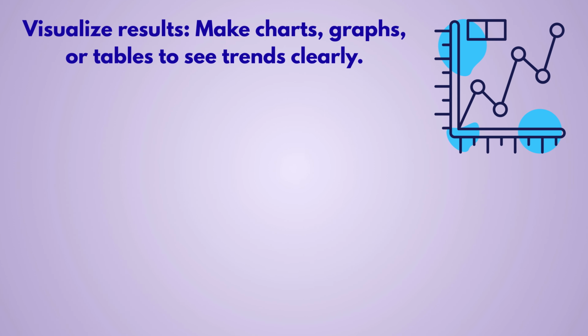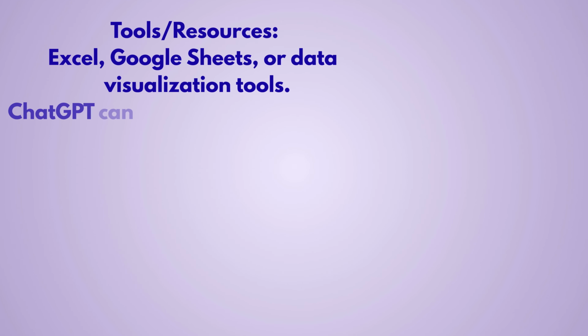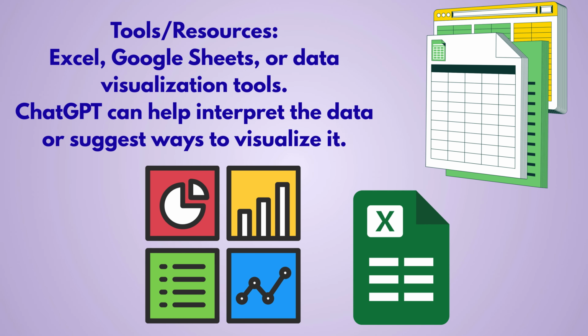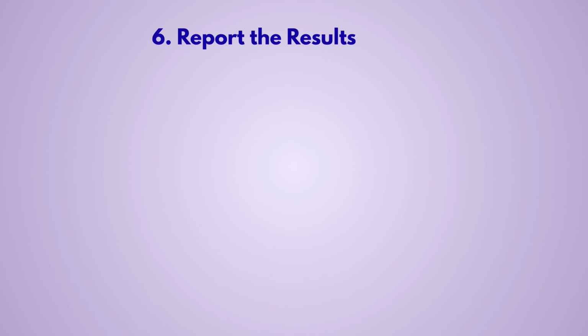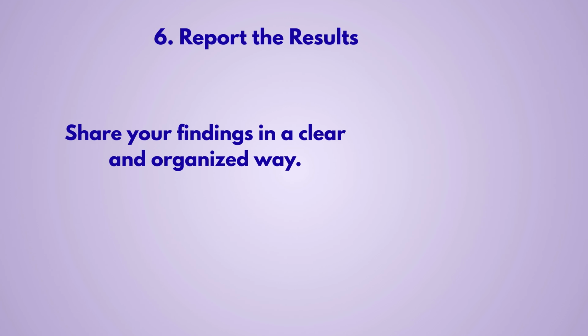Visualize results. Make charts, graphs, or tables to see trends clearly. What to do? Ask, does the data support your hypothesis or the null hypothesis? Explain what the data shows in simple words. Note any unexpected results. Tools and resources: Excel, Google Sheets, or data visualization tools. ChatGPT can help interpret the data or suggest ways to visualize it. 6. Report the results. Share your findings in a clear and organized way.